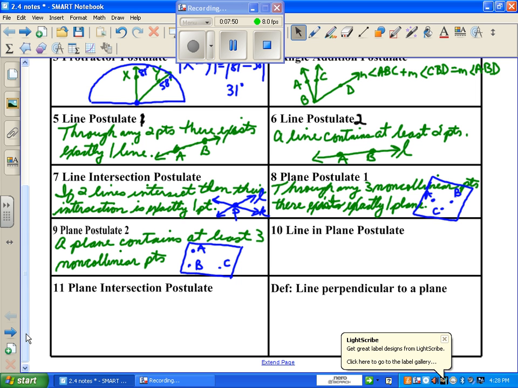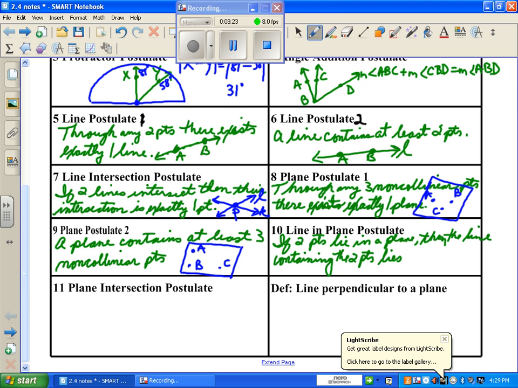Okay, the 10th postulate, line in a plane postulate, says if 2 points lie in a plane, then the line containing them lies in the plane. If 2 points lie in a plane, then the line containing the 2 points lies in the plane. Alright, there's not much room for a picture here, but let's go off into the margin.